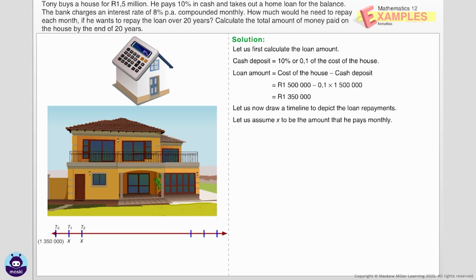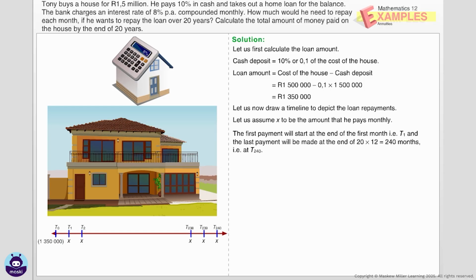Let us now draw a timeline to depict the loan repayments. Let us assume X to be the amount that he pays monthly. The first payment will start at the end of the first month. That is T1, and the last payment will be made at the end of 20 times 12 equals 240 months. That is at T240. The interest rate on the loan is 8% per annum, compounded monthly.